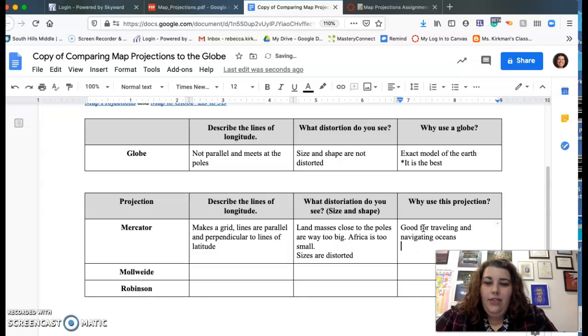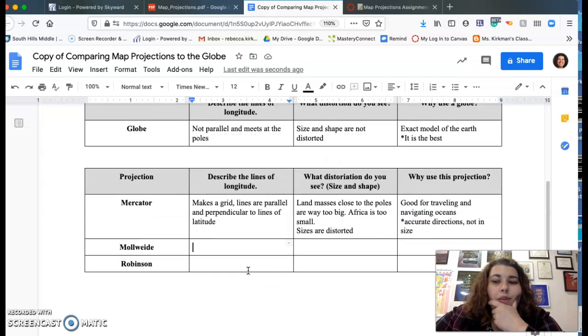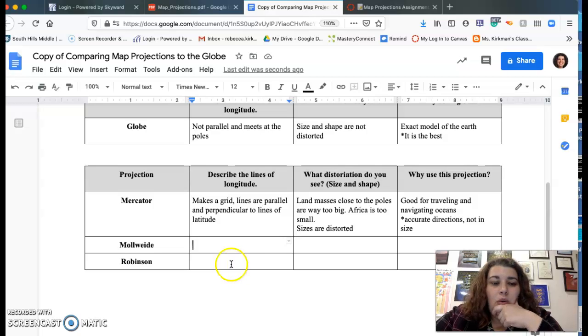oceans. I'm going to star this because this is test information that you want to make sure you understand for the test. You need to know that Mercator is accurate in directions, not in size. So it's good for directions, not for size. Then next, we want to look at the Molleweide.